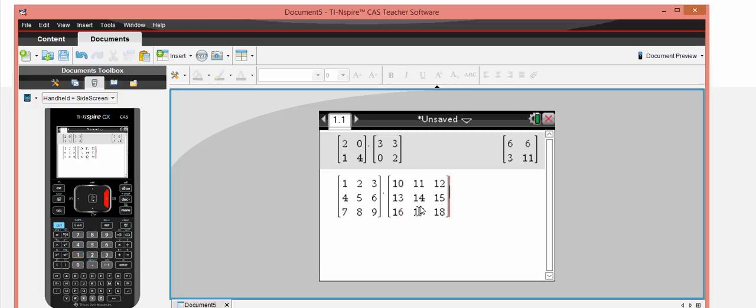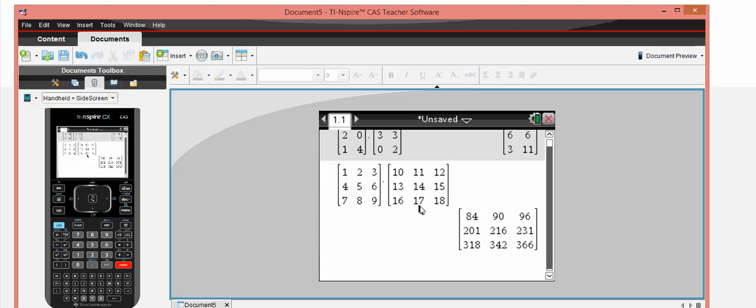Now, because we've got such large terms, when we multiply 3 of these together to find a single element, we're going to have large values. And there's our answer using the TI-Nspire. Pretty straightforward using your calculator to multiply matrices.